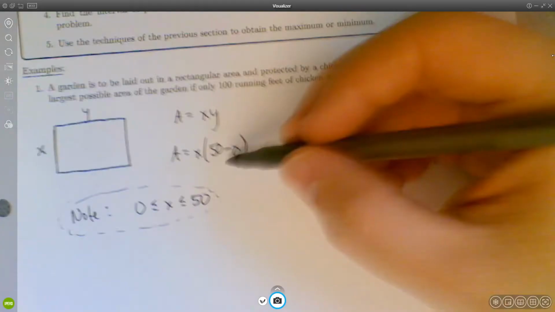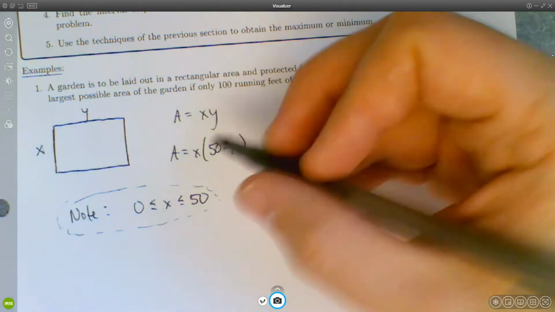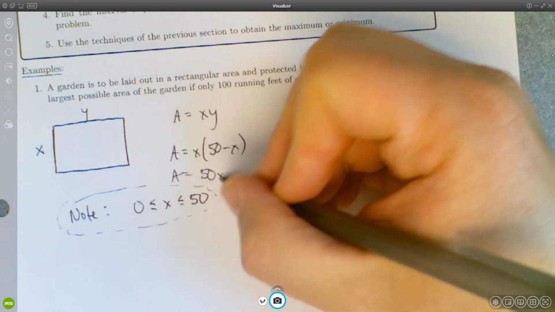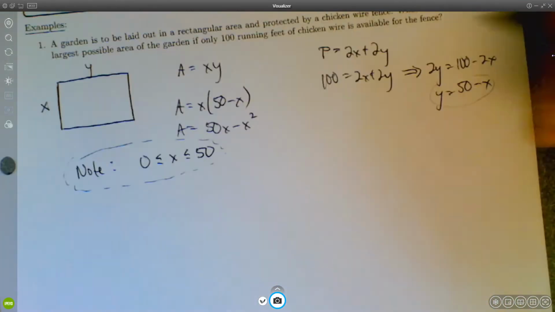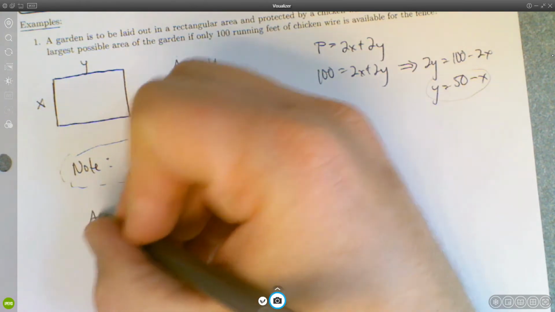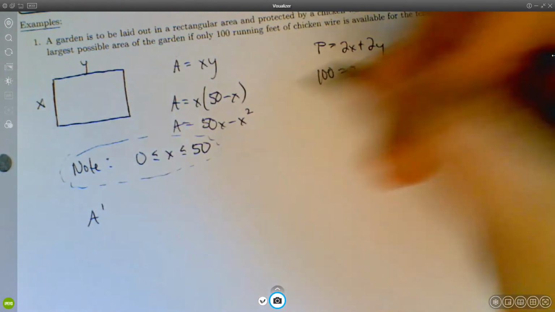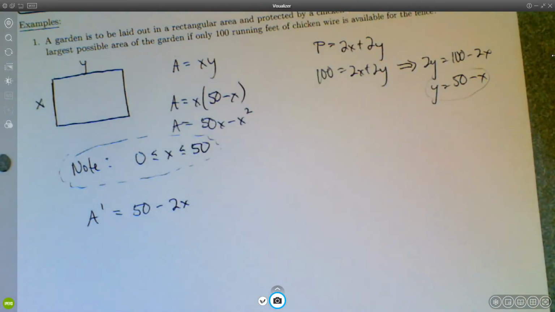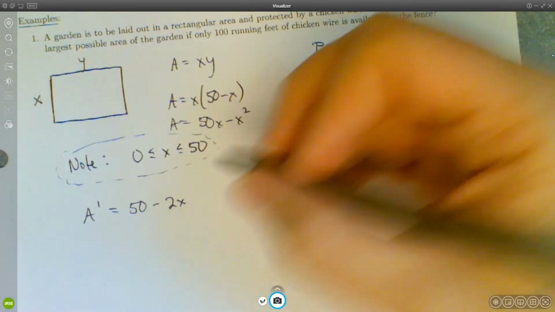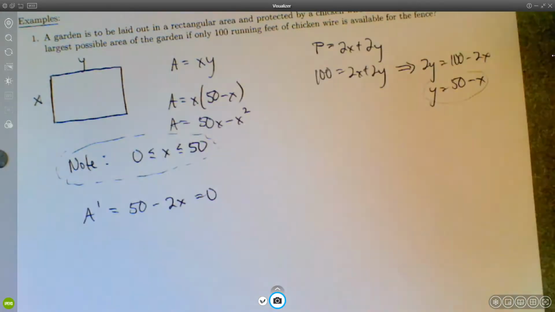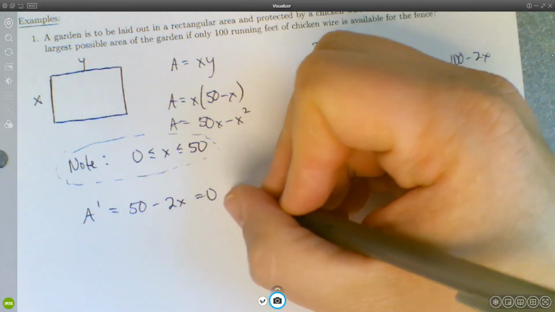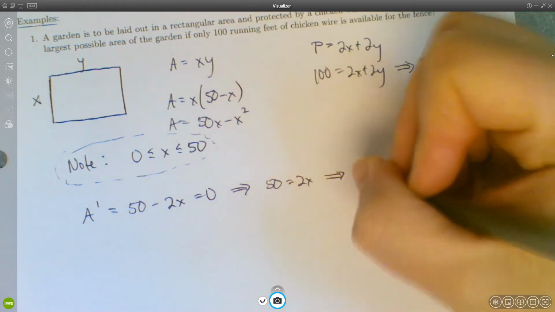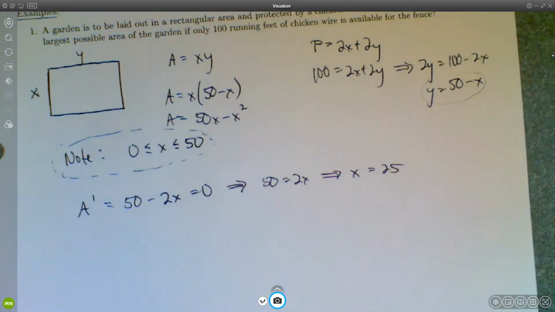Alright. So now let's maximize our function. By the way, I'm going to go ahead and distribute that x. This is 50x minus x squared. So the derivative, A prime, or you can call it dA/dx if you like, is going to be 50 minus 2x. And then if I set that equal to 0 and solve so that I can find my stationary points, I'm going to get 50 equals 2x, so then x is 25. And that's my only critical value.